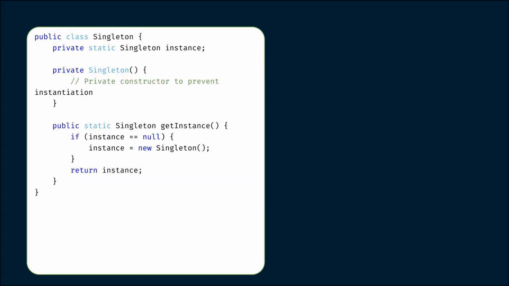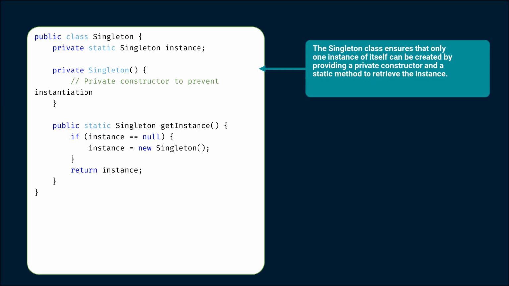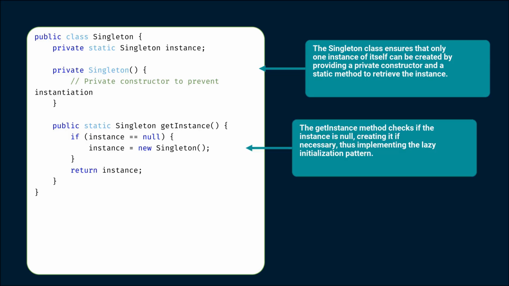Now let's take a look at how we can implement the Singleton pattern in Java. This design pattern ensures that a class has only one instance and provides a global access point to it. In this implementation, we have a class named Singleton that contains a private static variable instance which holds the single instance of this class. The constructor for Singleton is private, effectively preventing any other class from directly instantiating it. To enable access to the instance, we define a public static method called getInstance.